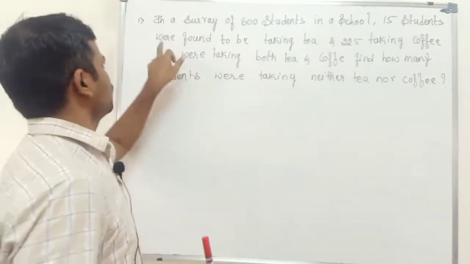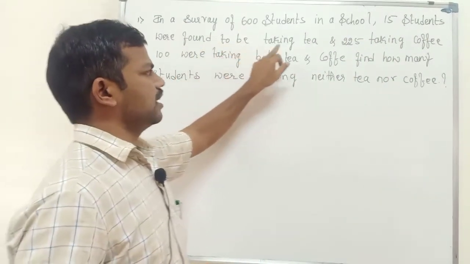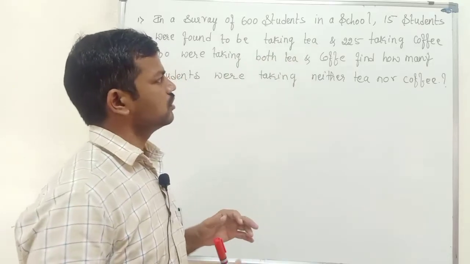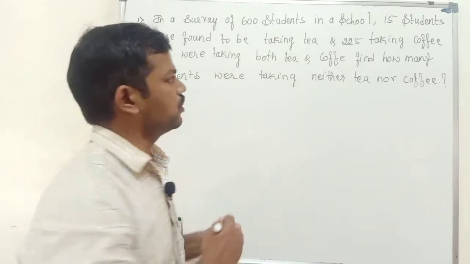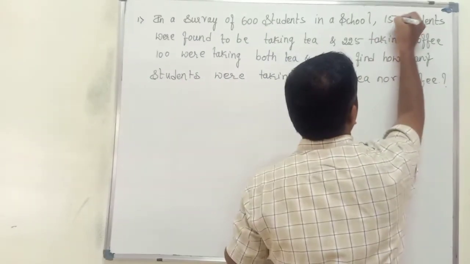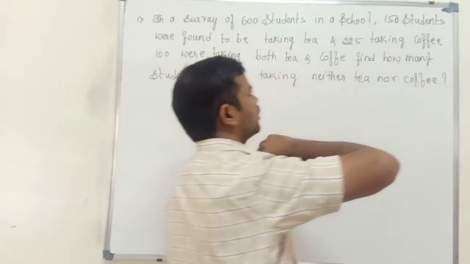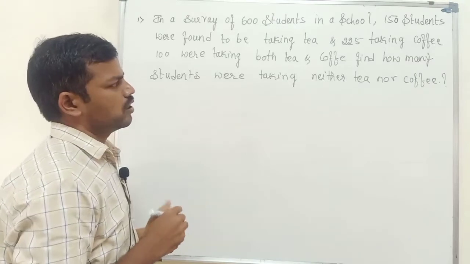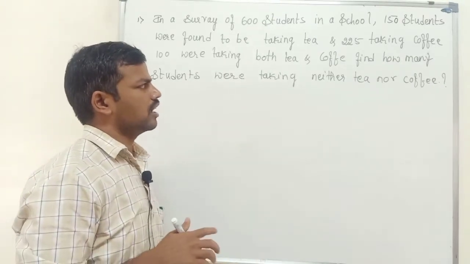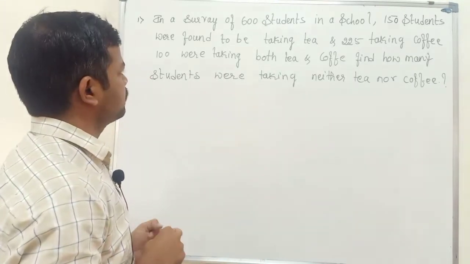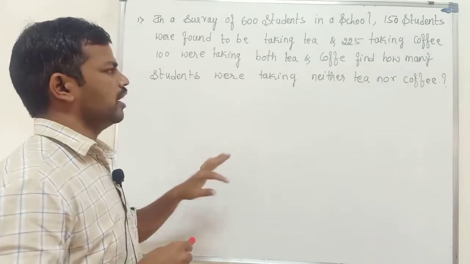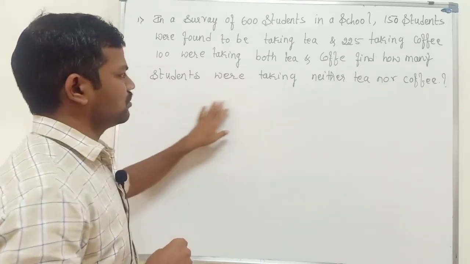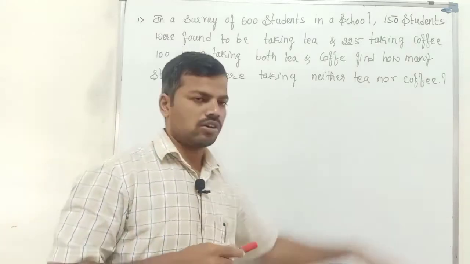150 students were found to be taking tea, and 225 students were taking coffee, and 100 students were taking both tea and coffee. How many students were taking neither tea nor coffee?